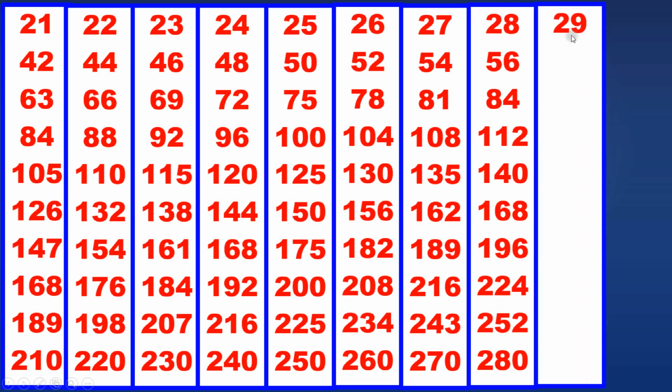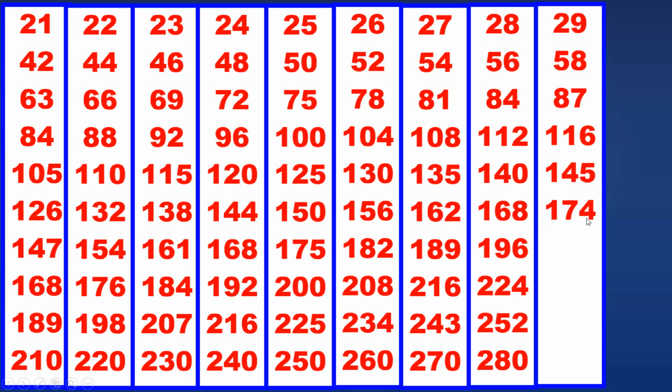29 times table. 29 times 1 is 29. 29 times 2s are 58. 29 times 3s are 87. 29 times 4s are 116. 29 times 5s are 145.